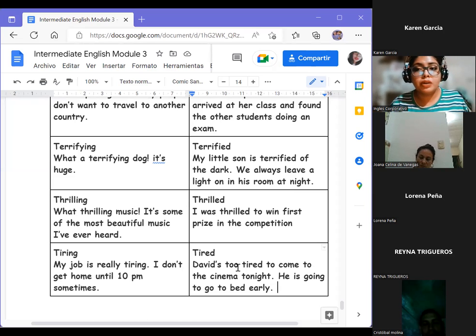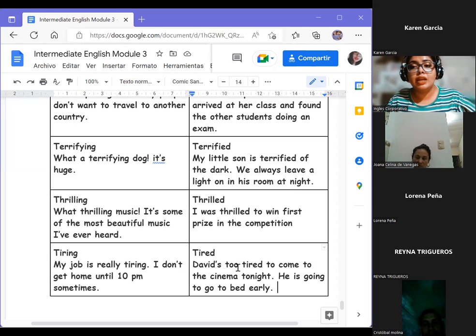So, in some cases, we are going to use ED for feelings and ING for the situation that is making us feel that emotion. Así que esa es la parte de los participle adjectives que siempre tenemos que tener en cuenta. Los ED son para nuestros sentimientos y el ING para lo que los provoca.